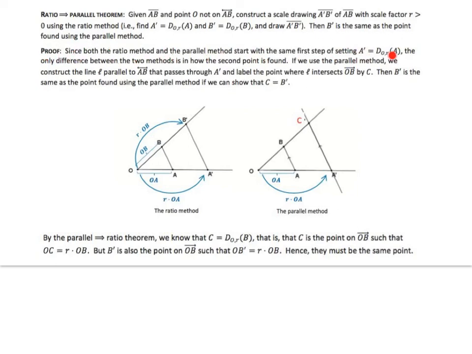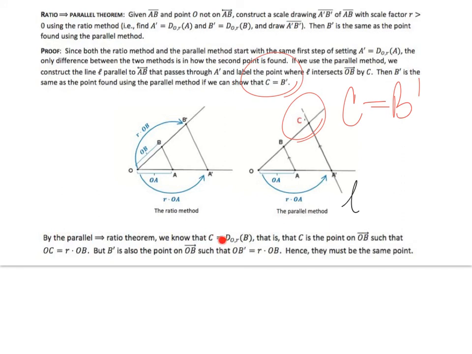Reviewing, we construct line L parallel to AB that passes through A prime, and label the point where L intersects OB by C. Then B prime is the same as the point found using the parallel method if we can show, and that's what we're trying to do here, that C equals B prime by the parallel ratio theorem.